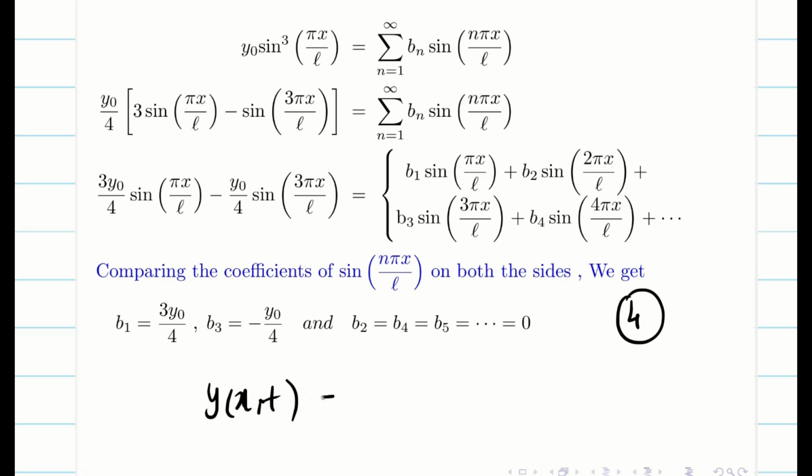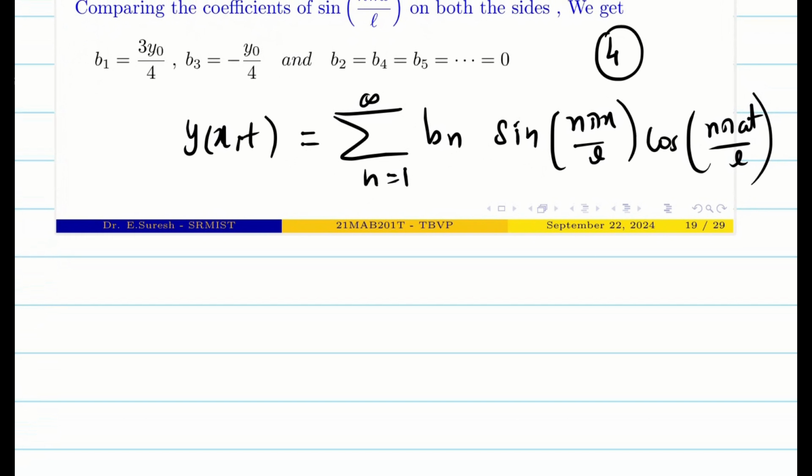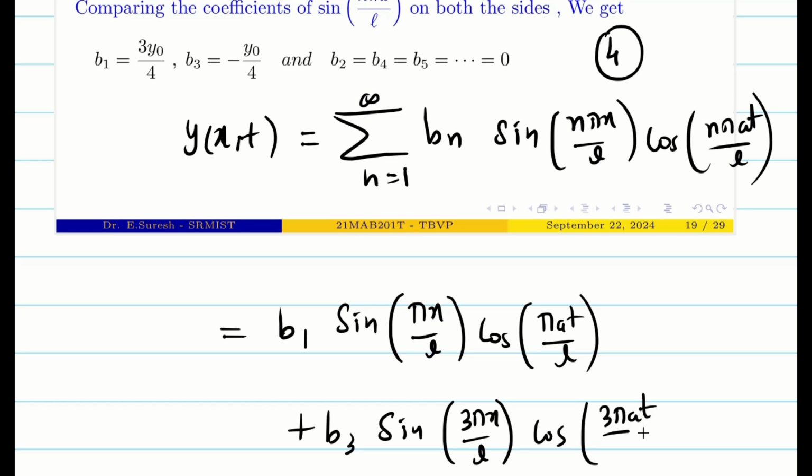Y of x comma t is equal to summation n equal to 1 to infinity bn sine n pi x by L cos n pi at by L. Here only two values survive, that is my 1 and 3. If I put n equal to 1 and 3, I'll be getting b1 sine pi x by L cos pi at by L. Similarly, b3 sine 3 pi x by L cos 3 pi at by L. All the remaining terms are 0. Now substitute the value of b1 and b3 will give the final solution.